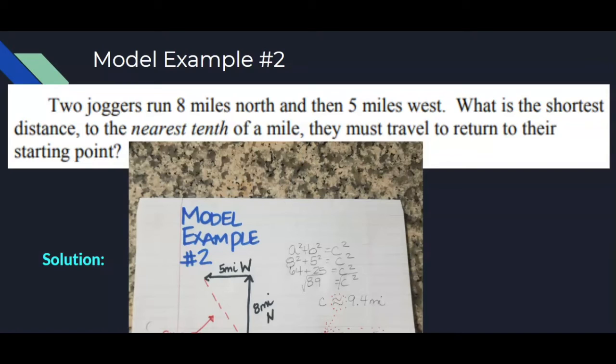8 squared is 64. 5 squared is 25. My next step would be to add those numbers, and that is where I get the 89. My last step would be to find the square root on both sides, and that would give me C is approximately 9.4 miles.